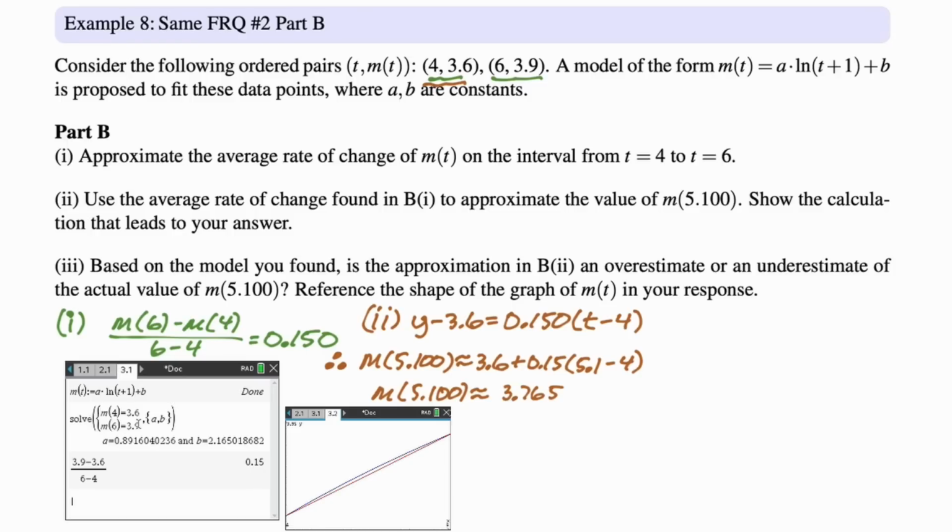Here's like sort of a graph just on the interval from 4 to 6. So we can see what's happening. The secant line is below the curve. So graphing it gives you a really good idea of what things look like.